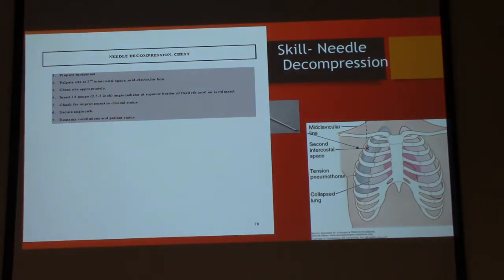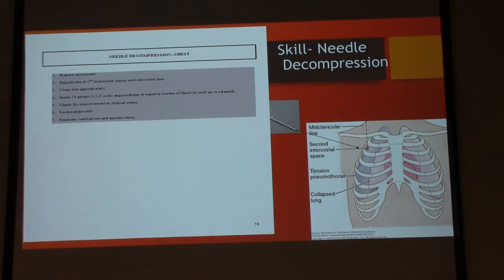Now make sure you're using your kits. You don't want to pull a 14 gauge out of your IV catheter stuff and just use 1.5 inches. You need the 2.5 inch catheter in order to perform this skill. You're going to go in between the second and third ribs, and you want to go over the top of the ribs. If you go underneath, that's where all the vasculature is and all the nerves are. You want to stay away from that.